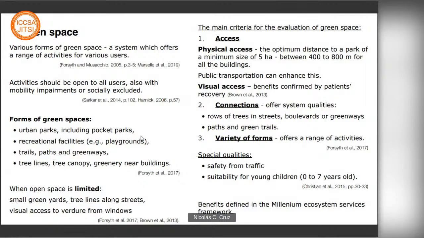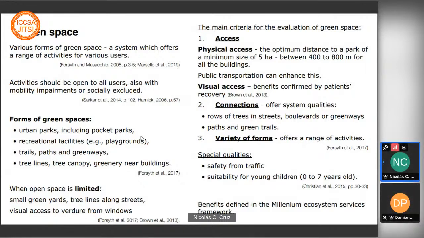Another important condition of greenery is connectivity, so whether these green areas are connected to each other. There is a variety of forms of green spaces, listed here. And finally, other special qualities like safety from traffic, suitability for young children and for the elderly, and the presence of facilities which might serve these groups. Of course, there are also benefits defined in the Millennium Ecosystem Services Framework, but I'm not going to talk about that because it's another encyclopedia.